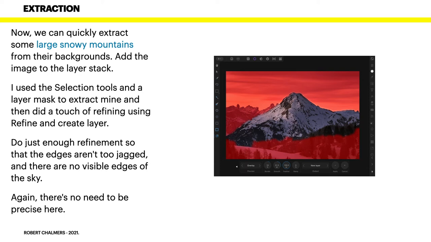Now, we can quickly extract some large snowy mountains from their backgrounds. From one of the other assets, add the image to the layer stack. I used the selection tools and a layer mask to extract mine and then did a touch of refining using Refine and Create Layer. Now you can see there, I've clicked the Refine tool and I've selected New Layer. So when you click Apply, it creates a new layer from just that extracted part. Just do enough refinement so the edges aren't too jagged and there are no visible edges of the sky. Again, there's no need to be really precise here.